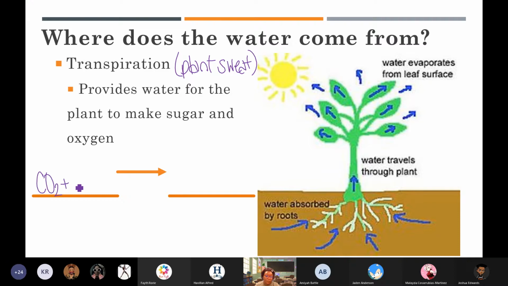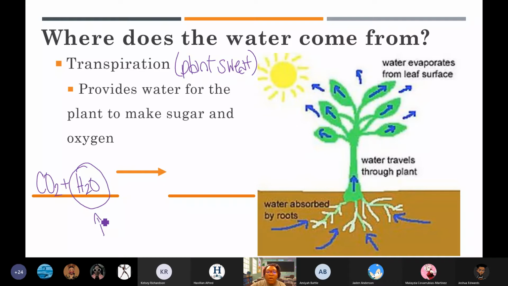Okay. So CO2 plus water. That water comes from transpiration, okay? So transpiration is needed as well. That's another step in the process that's needed. Transpiration helps photosynthesis to work, okay?